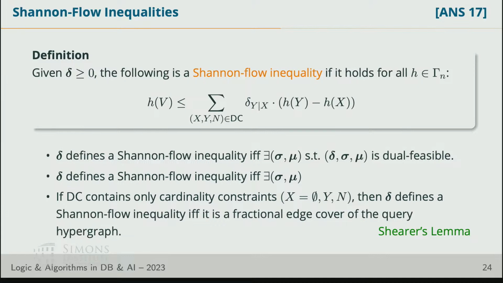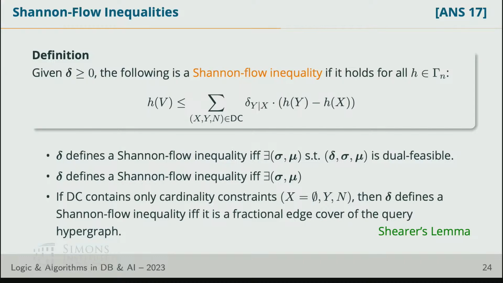For those of you who are familiar with Shearer's lemma, it's basically an inequality of this form where the coefficients on the right-hand side have to form a fractional edge cover. And that holds for all polymatroids. So this is a generalization of Shearer's lemma into general degree constraints. So it's not just cardinality constraints, but the X part can be non-empty also.